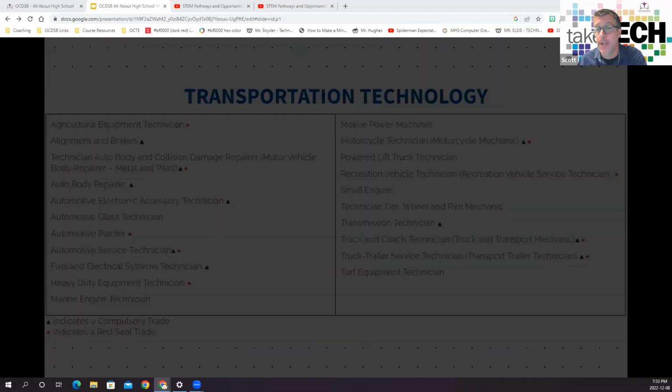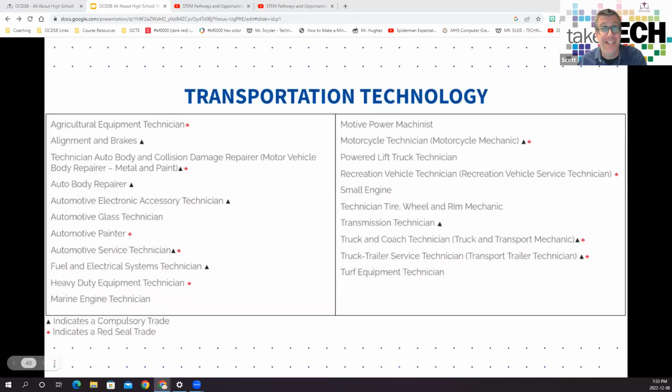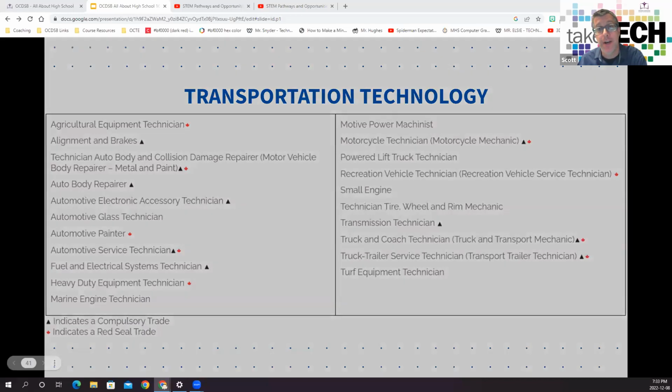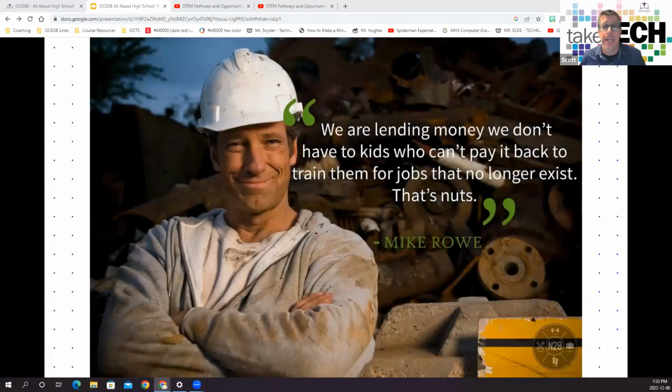And some of them are at the bottom. You'll notice that it's a red seal trade. And the final thing I wanted to mention, I really like this. Mike Rowe, host from Dirty Jobs, which you may have seen sometime in the past: "We're lending money we don't have to kids who can't pay it back to train them for jobs that no longer exist. That's nuts." I'm certainly not knocking any form of education when I put this statement up there.